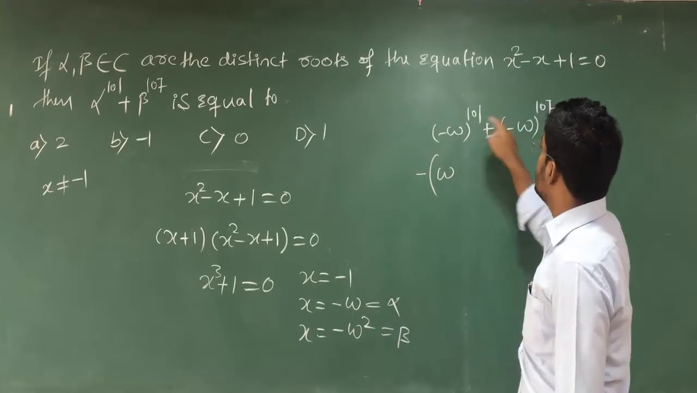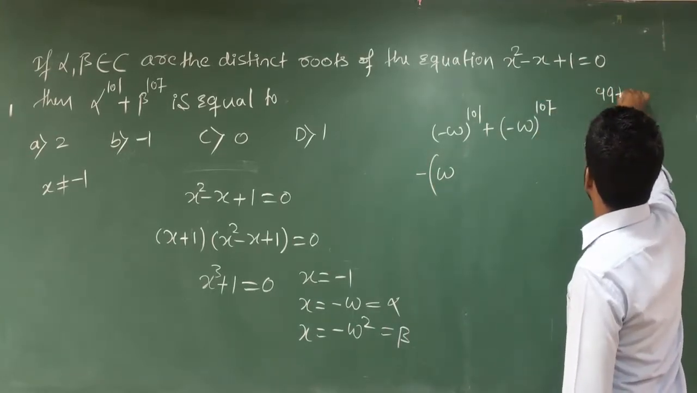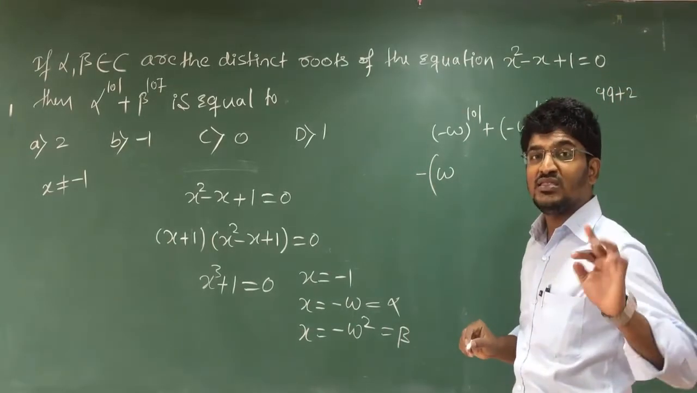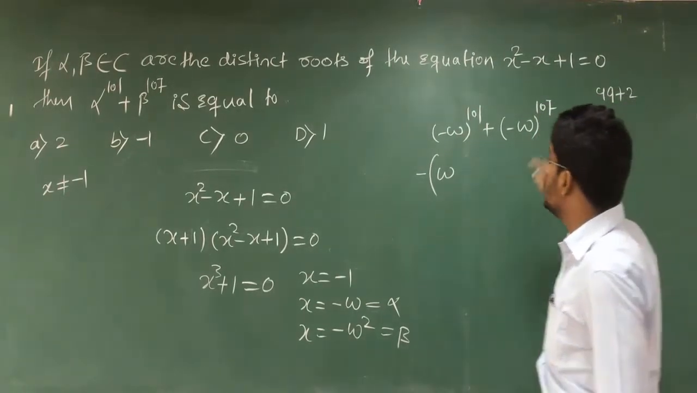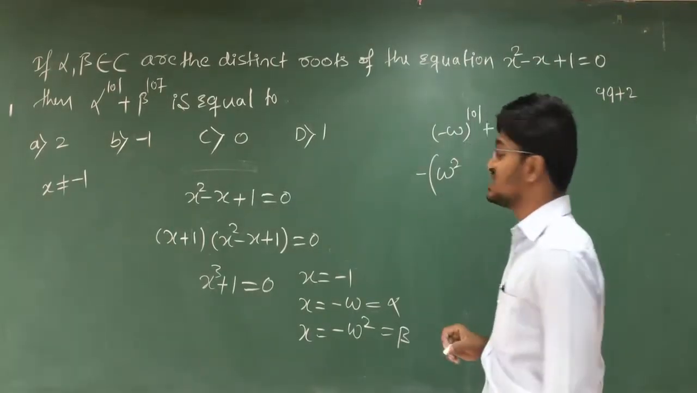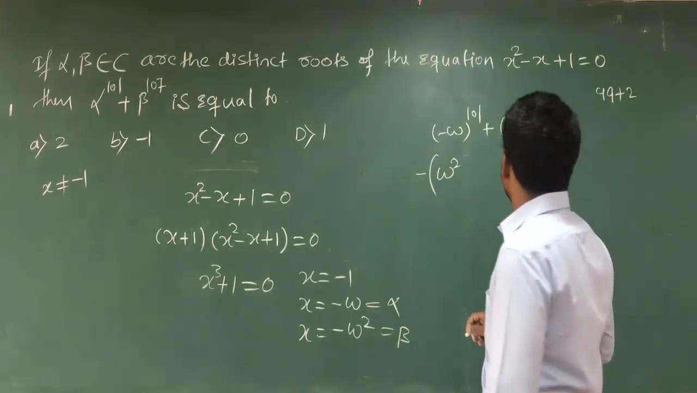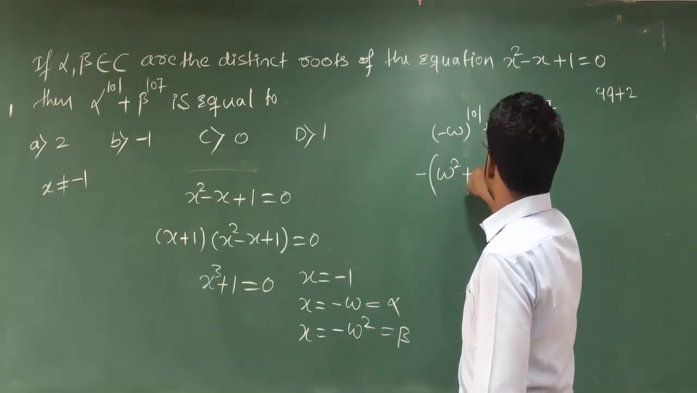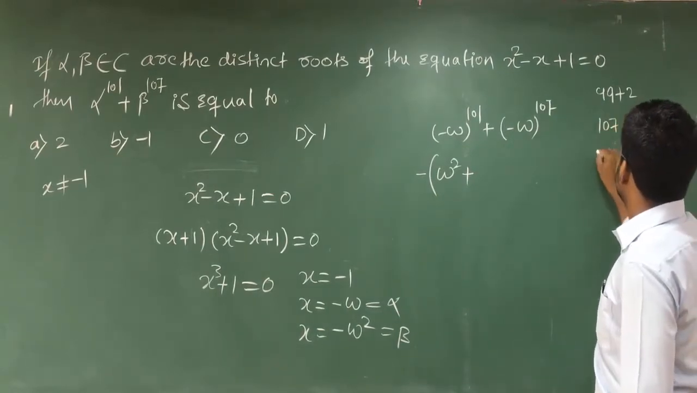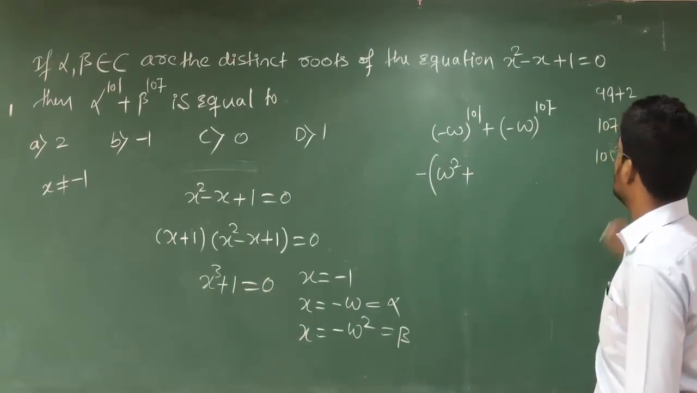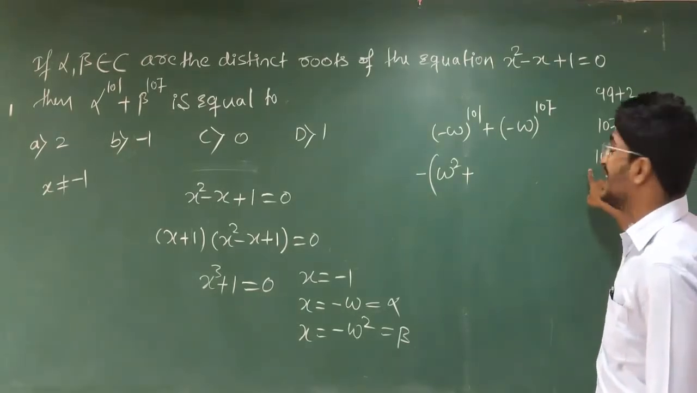See here, 101 can be written as 99 plus 2. That is nothing but 3n plus 2. This can be written in the form of 3n plus 2. So it will be omega square. Are you getting my point? So next, plus, because the minus sign is common, here 107. 107 can also be written as 105 plus 2. That is also again 3n plus 2.